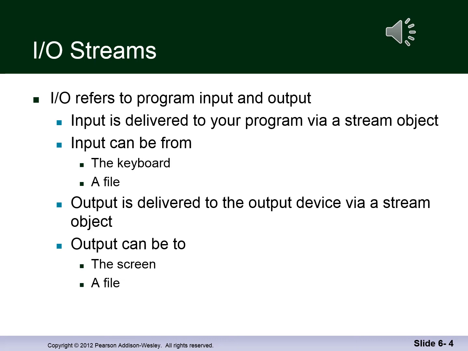Output is delivered to the output device via a stream object. The output can be to the screen via cout, which is what we've done up until this point, or to a file, given an output file stream. And we will talk about that in detail next.